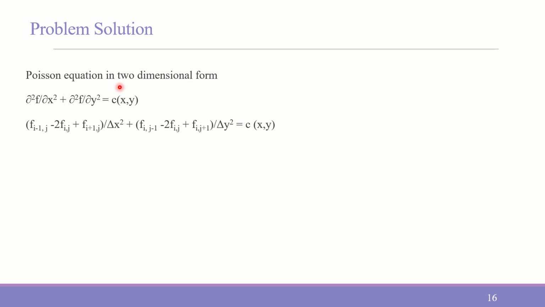So here it is f at i minus 1 comma j minus 2 times f at i comma j plus f at i plus 1 comma j divided by delta x square, plus f at i comma j minus 1 minus 2 times f at i comma j plus f at i comma j plus 1 divided by delta y square equal to c of x comma y. So that is the Poisson equation, and we are discretizing it in the second order form using the central difference scheme. Now we will go to the actual problem questions.